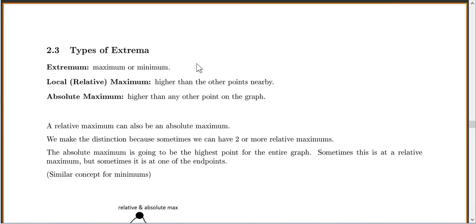Now, for different types of extrema: an extremum is a maximum or minimum, and if you have more than one, we call it extrema. So you'll see that word as you do your homework. Now, there's two different kinds of maximums, and similarly minimums. So you can have a local or a relative maximum, which means that it's higher than any other points nearby. Or you can have an absolute maximum, which is higher than any other point on the graph.